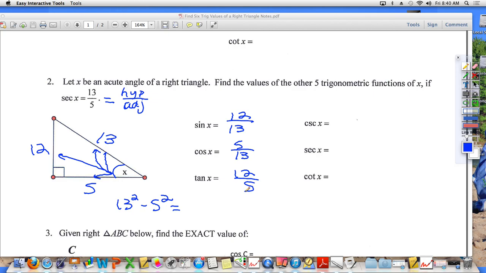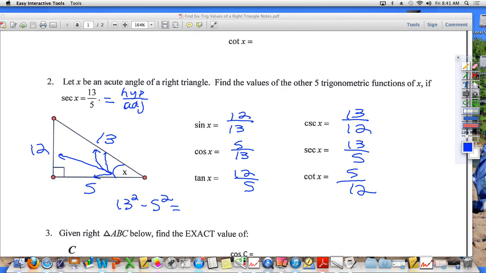All right, cosecant. Cosecant is the reciprocal of sine. So the reciprocal of sine in this case is going to be 13 over 12. The secant is the reciprocal of cosine, so it is 13 over 5, and the cotangent is the reciprocal of tangent, so it is 5 over 12.